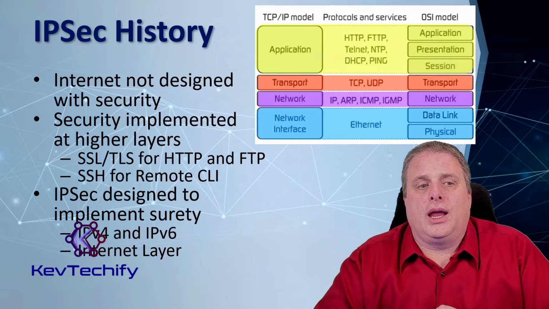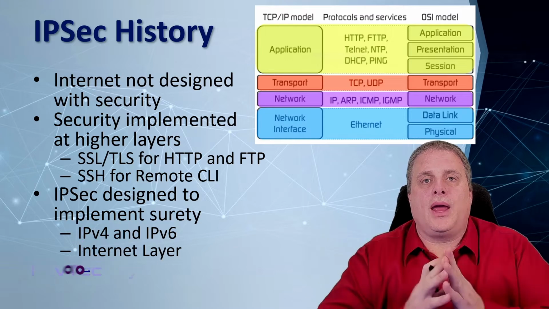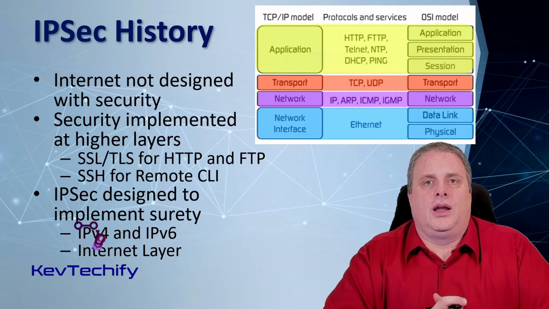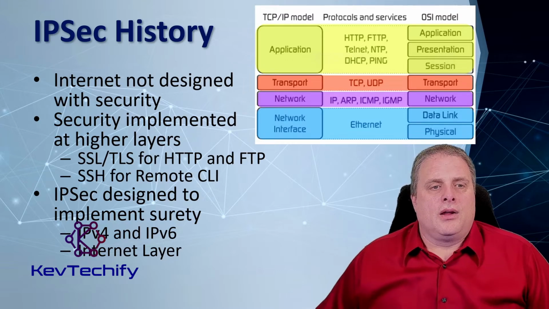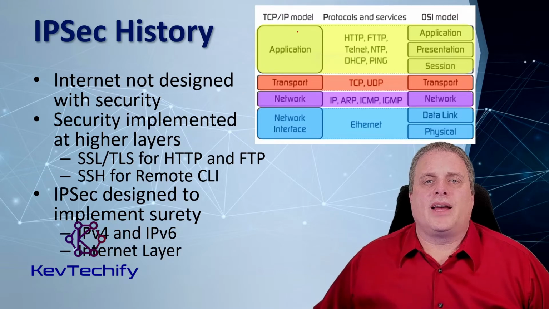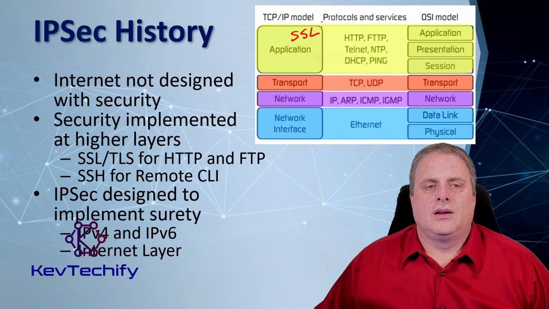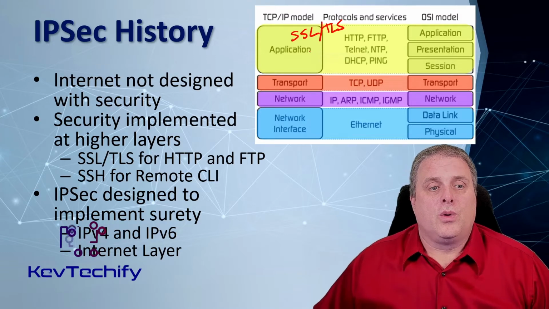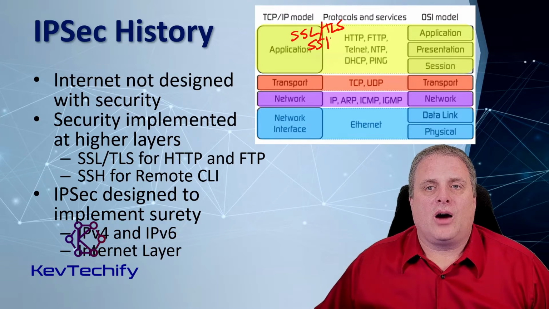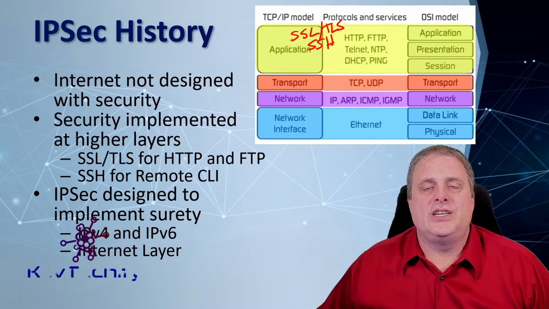When we look at security way back when, there was nothing there. Eventually, what we had to do was implement security at the higher levels. We implemented SSL and TLS, and that gave us secure web browsing and secure FTP. We also implemented SSH up here at the upper layers, in the application layer of your TCP/IP model. The network layer did not have any security, so we implemented it up at the higher levels. It was easier to do.